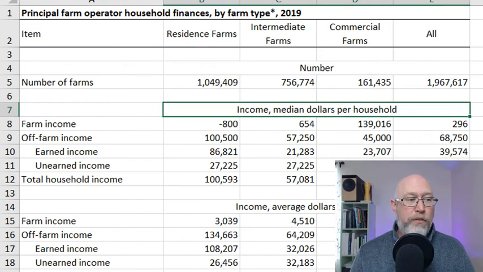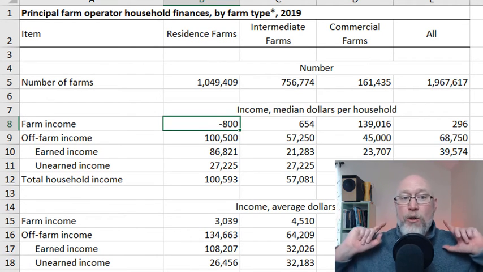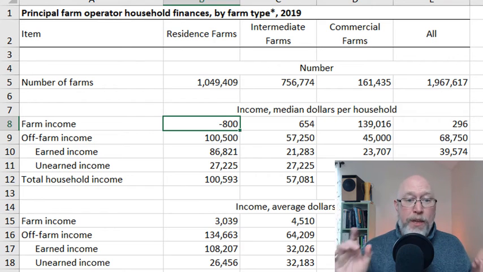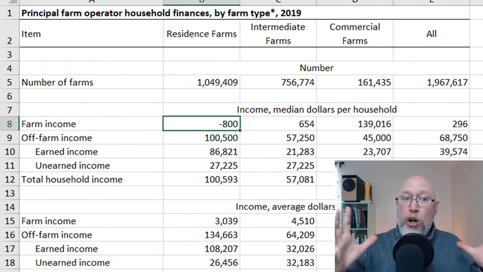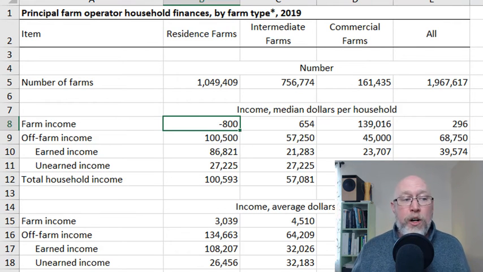And I want you to look at the farm income. The residence farm has a median farm income of negative $800. This means that if you take those million farms, right, that 1 million small farms there, half of those 1 million small farms have a farm revenue, right?